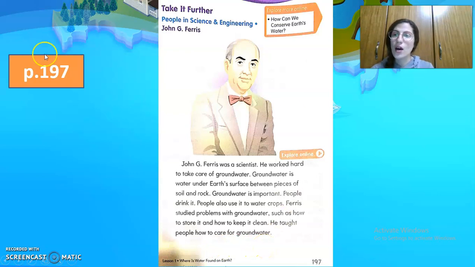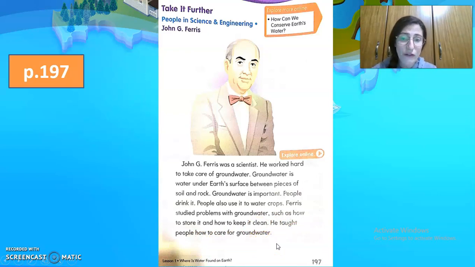So then again, on page 197, I'm gonna read it one more time and then I'm gonna explain. John G. Ferris was a scientist. He worked hard to take care of groundwater. Groundwater is water under Earth's surface between pieces of soil and rock. Groundwater is important. People drink it. People also use it to water crops. Ferris studied problems with groundwater, such as how to store it and how to keep it clean. He taught people how to care for groundwater.